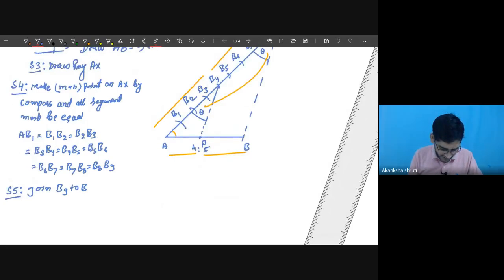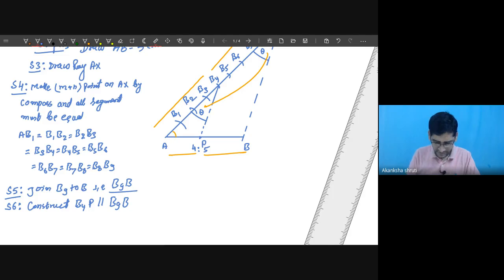Okay, so join B9 to B, and in step number 6, construct an equal angle at B. Construct B4P parallel to B9B. That is because in step number 4 we have joined this B9B. So construct B4P parallel to B9B by making an equal angle. Making an equal angle is very important. That can be done with the help of a protractor or with the help of a compass. With the help of a protractor I have done it here. Now step number 7 is over.